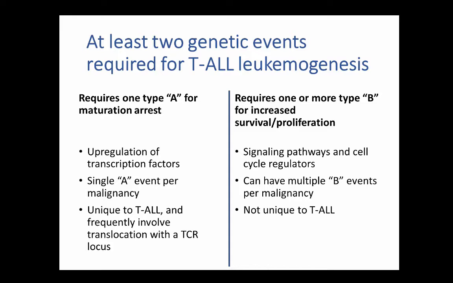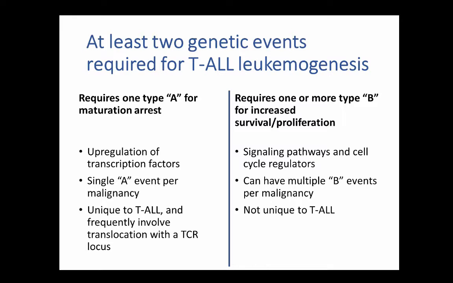Importantly, there's typically a single type A event per malignancy, and these types of abnormalities are quite unique to TALL in that they often involve a translocation with one of the TCRs. And since they are unique to TALL, they can be quite beneficial, for example, in a differential diagnosis. If you're not quite sure what the lineage of your malignancy is, the presence of one of these abnormalities can be quite diagnostic of a TALL.